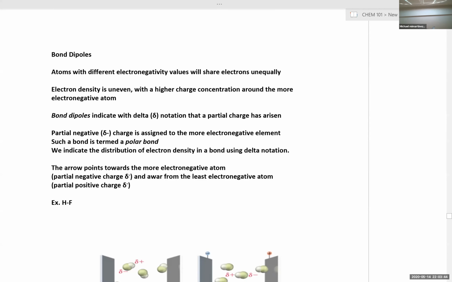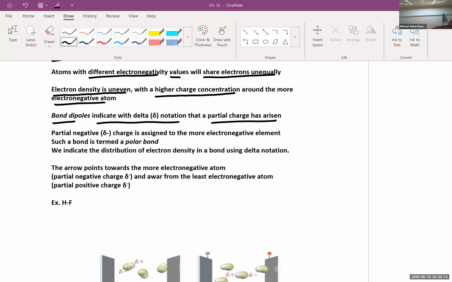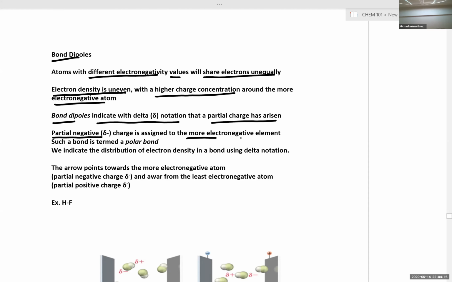So, let's now discuss this idea of bond dipoles. Atoms with different electronegativity values will share electrons unequally. If electron density is unevenly shared, there will be a higher concentration of charge around the more electronegative atom. So bond dipoles indicate with delta notation that a partial charge is generated. Our partial negative charge is assigned to the more electronegative atom. The arrow for your bond dipole points towards the more electronegative atom, and it points away from your least electronegative atom, which has a partial positive charge.